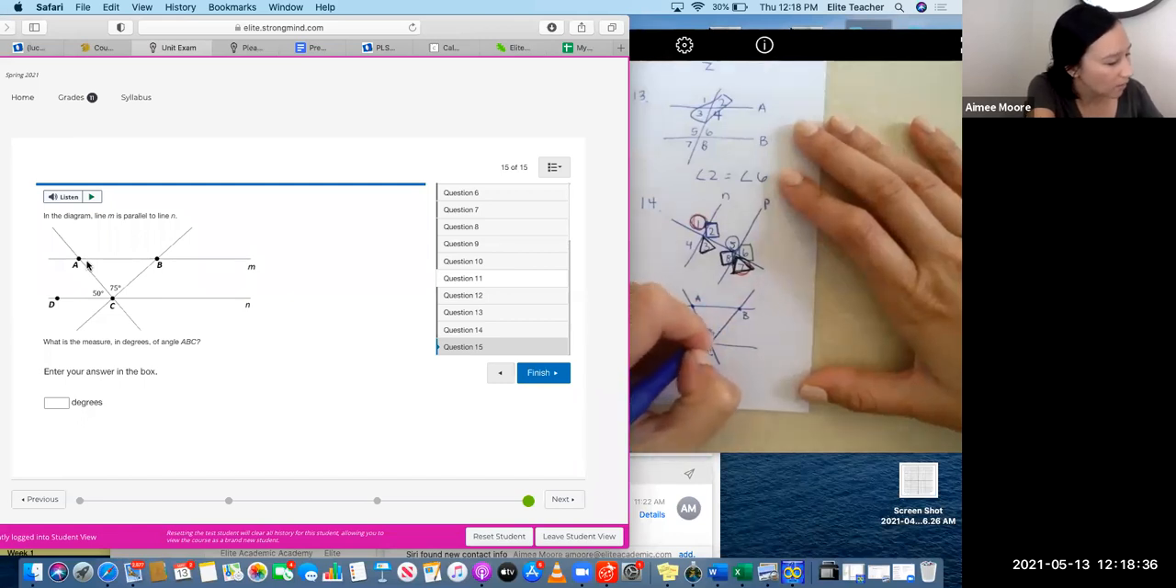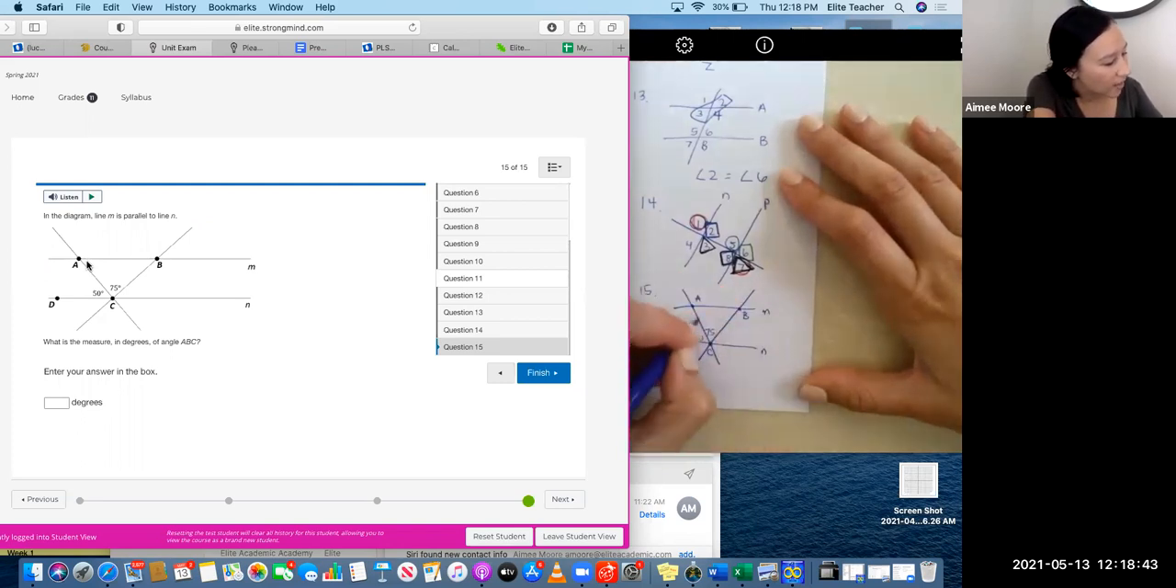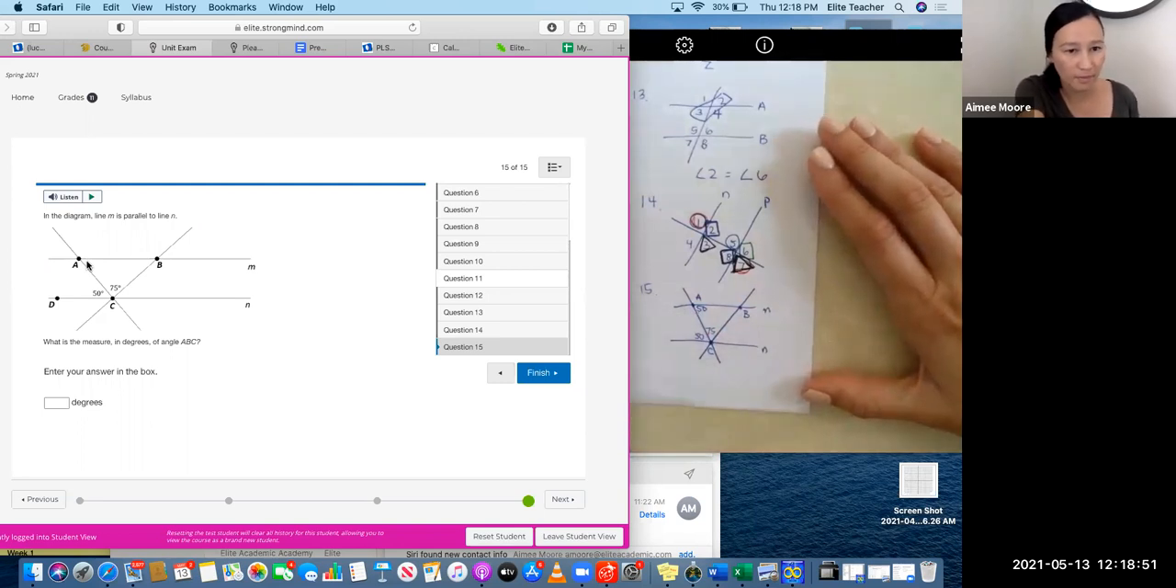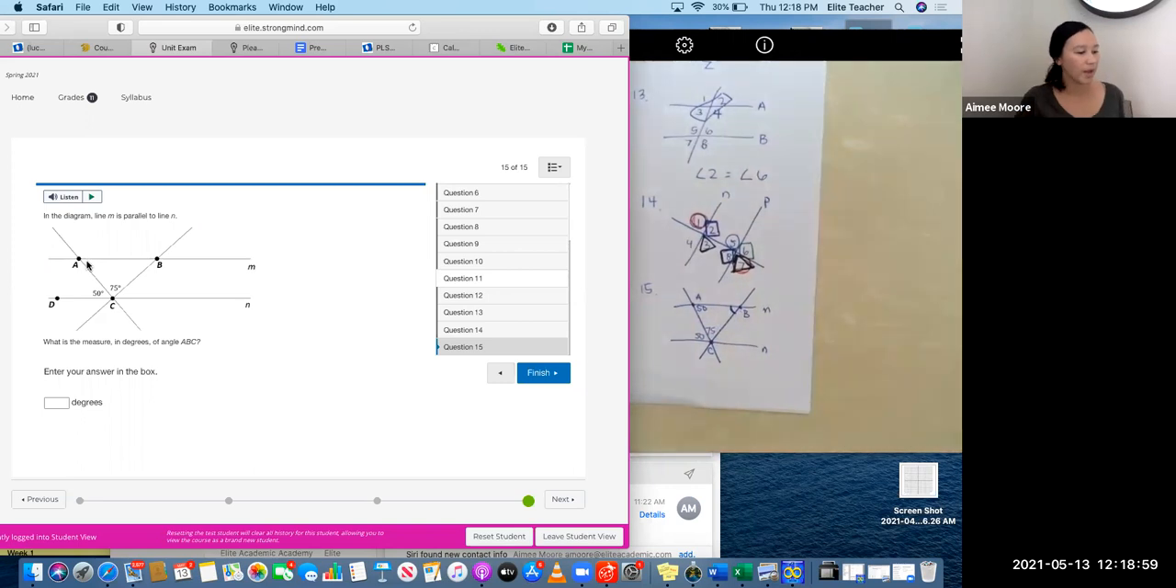Okay, so this one's 75. This one's 50. Since these are parallel lines, they told us, M and N, then these are alternate interior angles, which means they are equal. If this one's 50, this one's also 50. And we are trying to figure out angle ABC, so this angle right here. Now we have a triangle. We know two of the angles. How can we find this third angle?